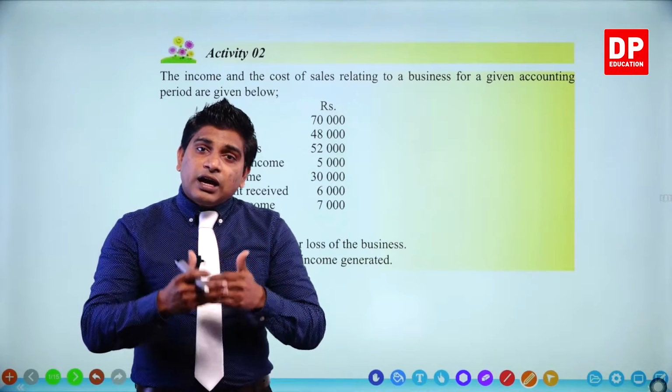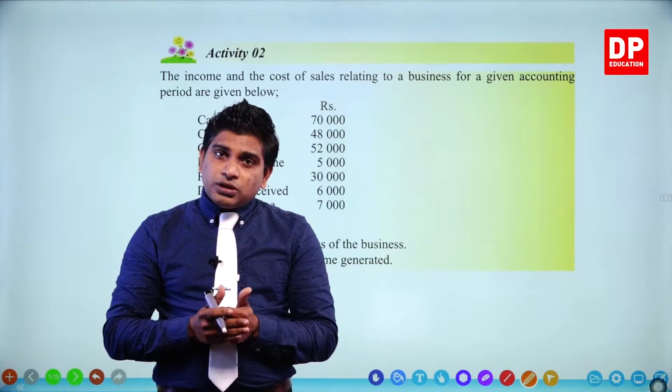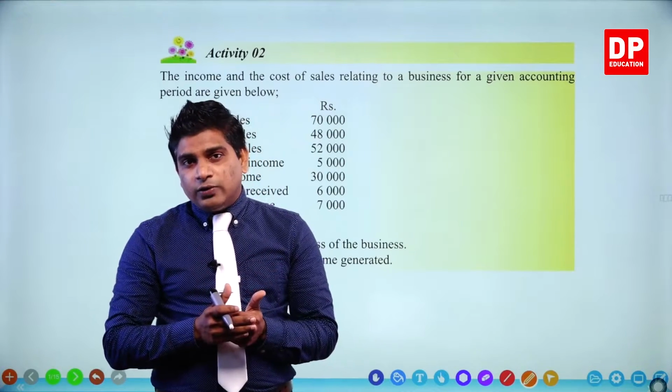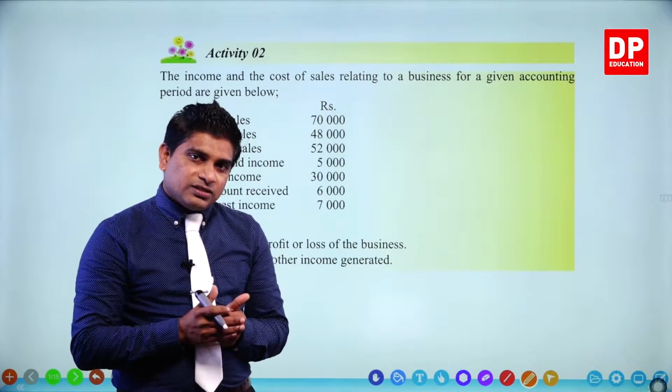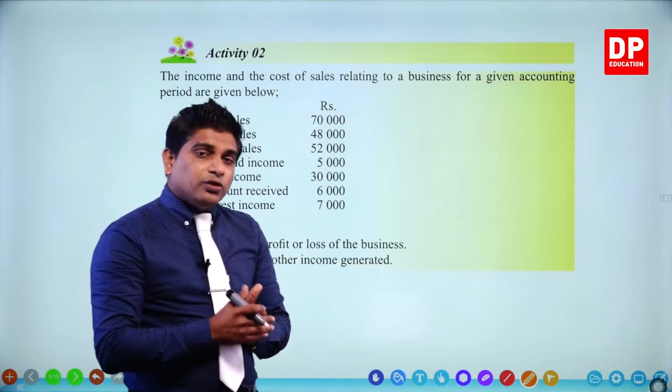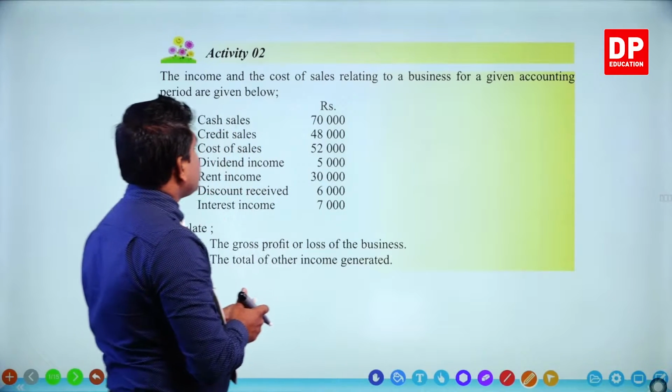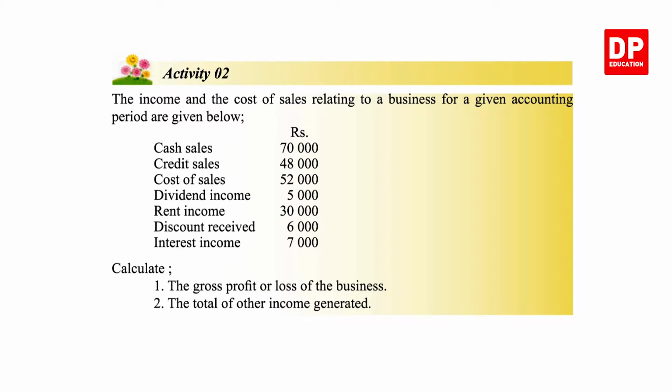Today, I will continue with how to calculate net profit. First, we go to the first activity. The income and the cost of sales relating to a business for a given accounting period are given below. Cash sales 70,000, credit sales 48,000.